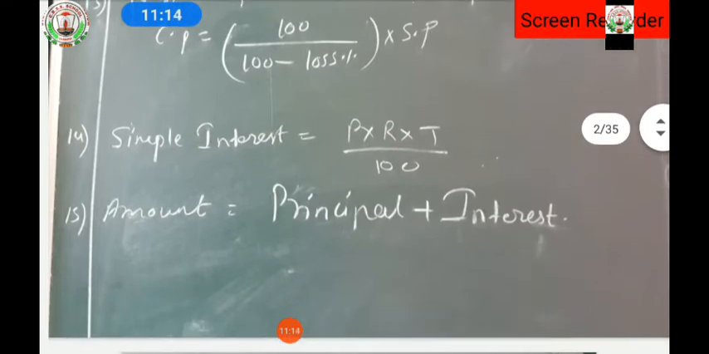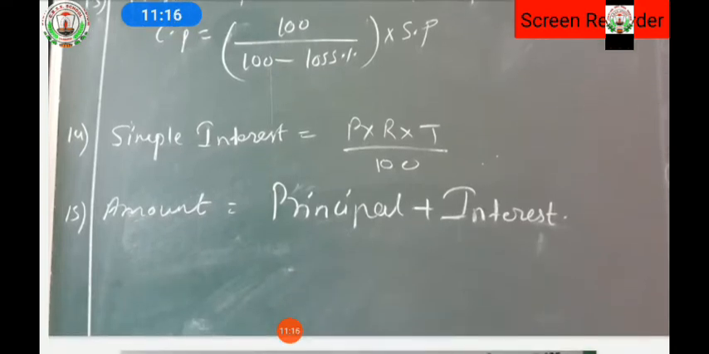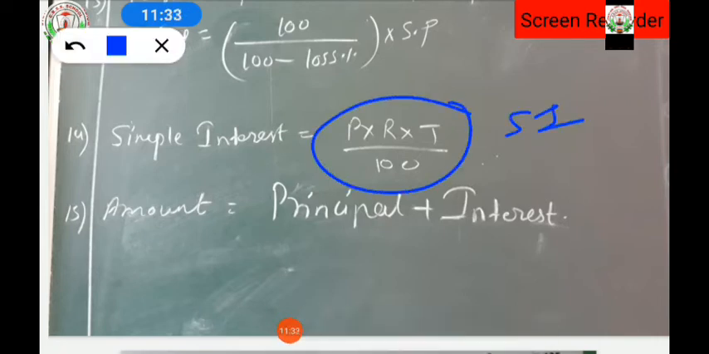Moving towards the next formula, that is simple interest. So dear students, simple interest, everybody knows the formula: principal into rate into time upon 100. So this is the formula of SI, that is simple interest.